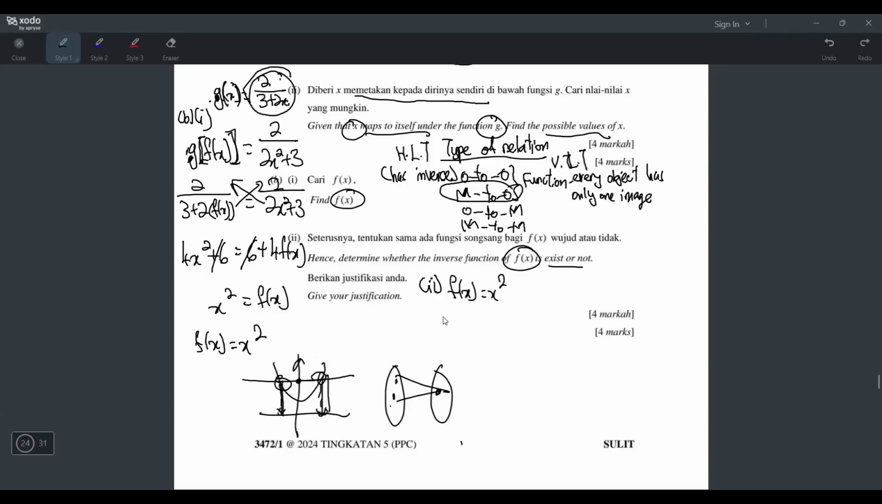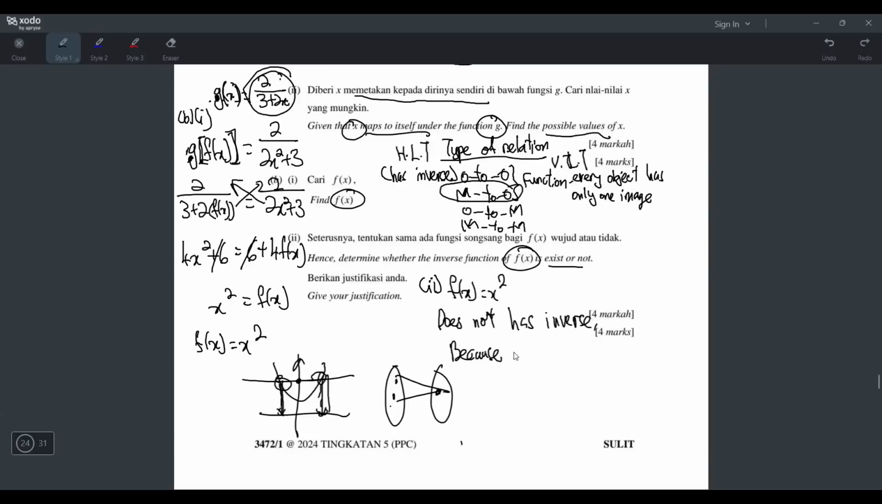That is why we can say that this has no inverse, right? They say determine whether the inverse exists or not, so I will say does not have an inverse. And what's the reason? You can say because it's not one to one, but there's a better way to write it.